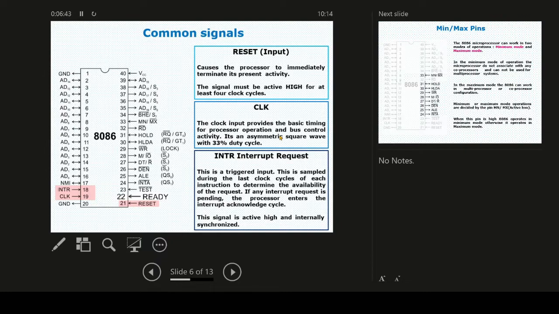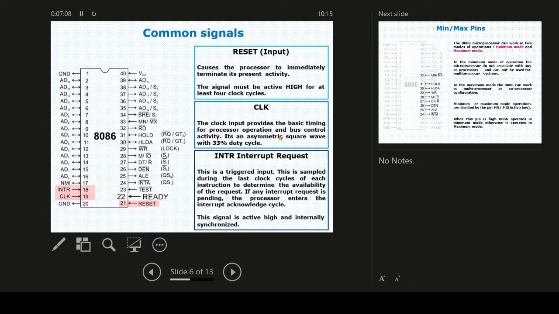Next we have the clock, CLK, at pin number 19. It is known as the clock input, and it provides the basic timing for processor operation and control activity. Basically there is a 33% duty cycle, which means the signal will remain high for 1/3 of the entire clocking period.